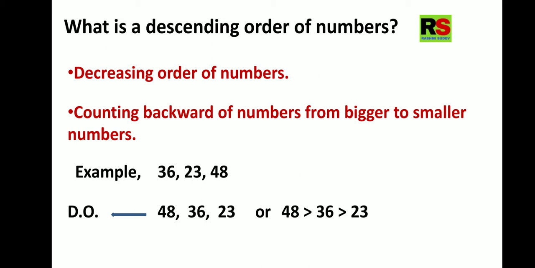That's why you could arrange the given numbers in ascending and descending order. Yes or no? Yes. So 48 is greater than 36. That is why 48 is written first. Then 36 is greater than 23. That is why 36 is written next. Then whatever number remains will come at the end. So I hope descending order is clear to you.